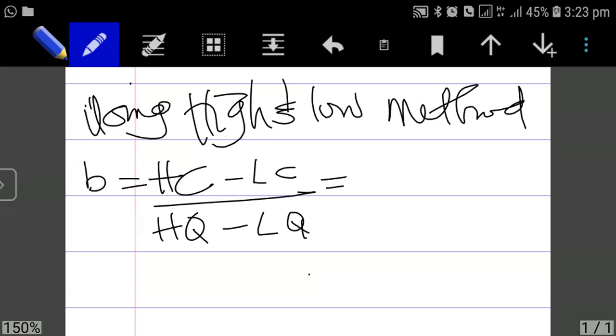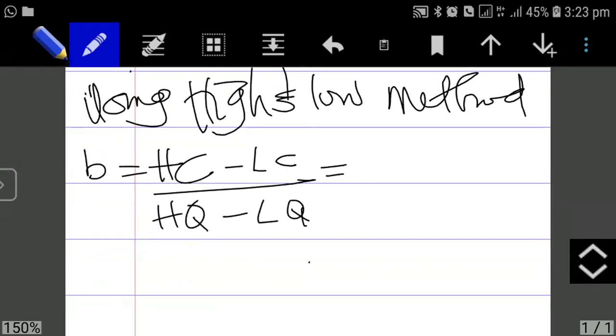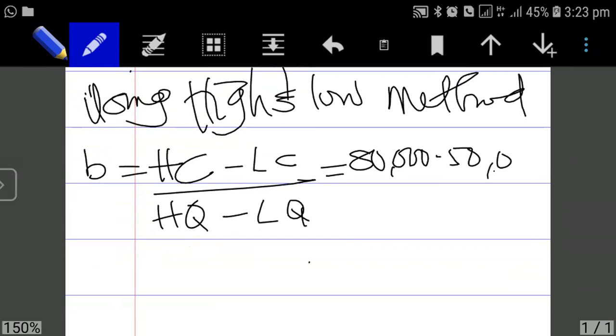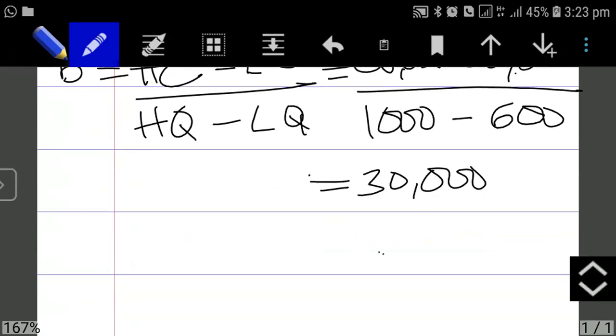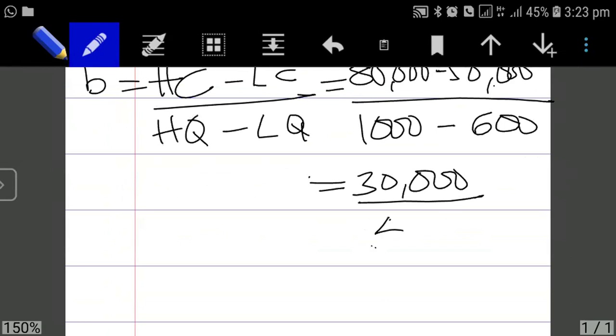What is the highest cost here? 80,000. That is what I've done earlier. I'm only explaining it so that you can get what I've done, as if I've just performed magic. Highest cost, 80,000 minus lowest cost, 50,000, divided by highest quantity, 1,000 minus lowest quantity, 600. This gives us 30,000 divided by 400, which is 75. So B is equal to 75.